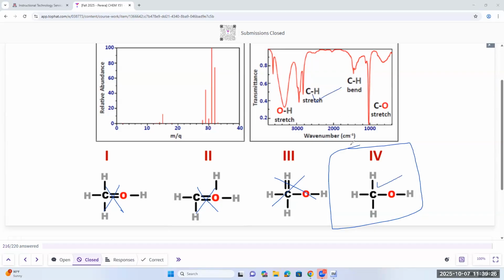And here we have CH bonds, these guys. We have OH bonds, these guys. And we have CO bonds, these guys. There you go. Done. That's all you have to do there. It's like solving a puzzle. They're fun to do.